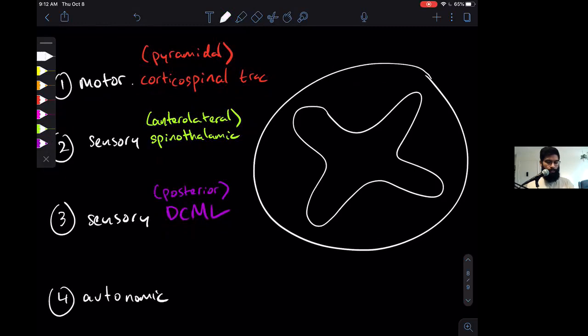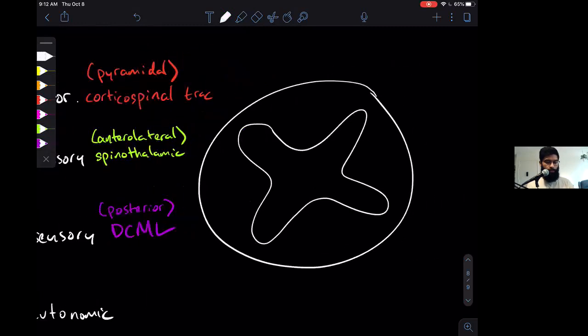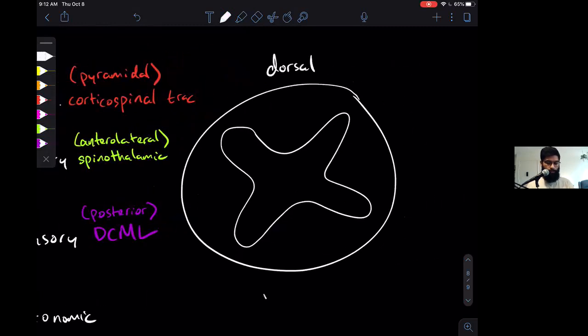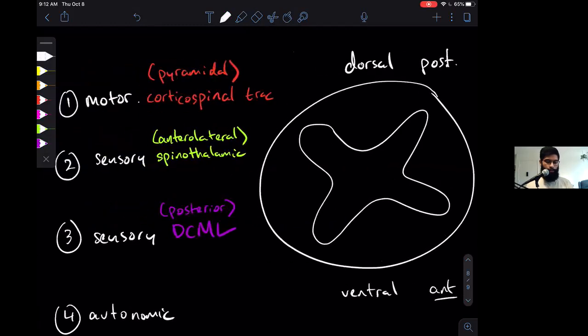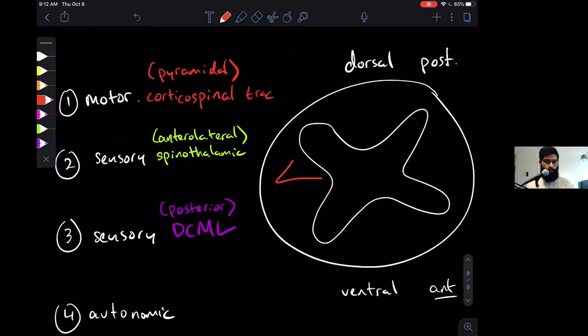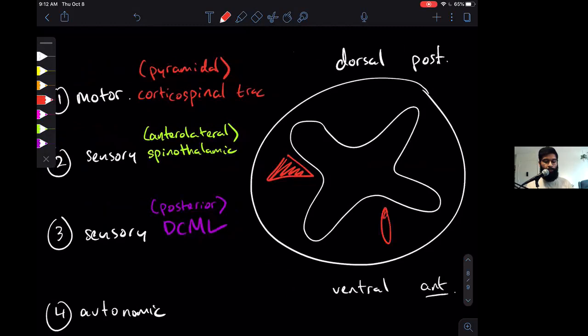So this is going to be dorsal, and this is ventral. Remember, for humans this basically means posterior and anterior, at least through your spine. So your pyramidal tracts are primarily going to be right here. This is going to be your lateral corticospinal tract. And then you're going to have a medial corticospinal tract. And remember that these are all bilateral, so you're also going to have one right here and one right here.